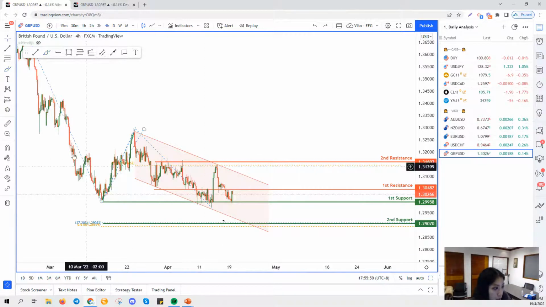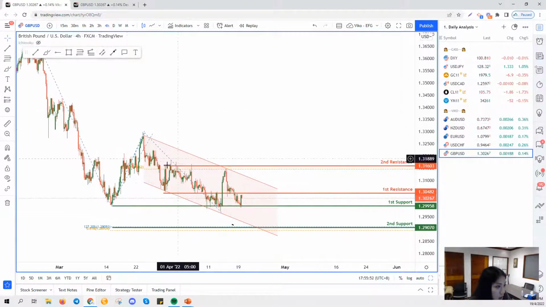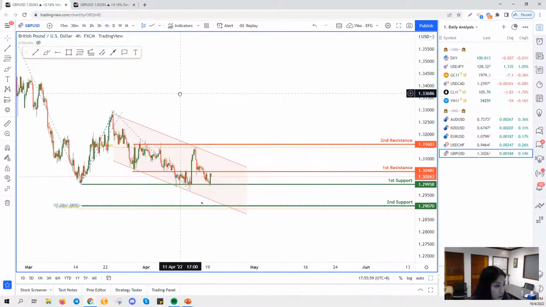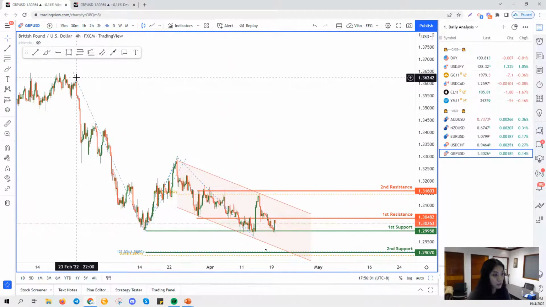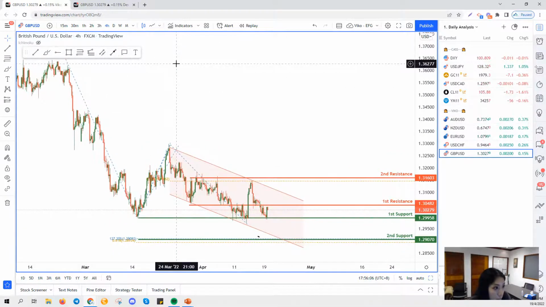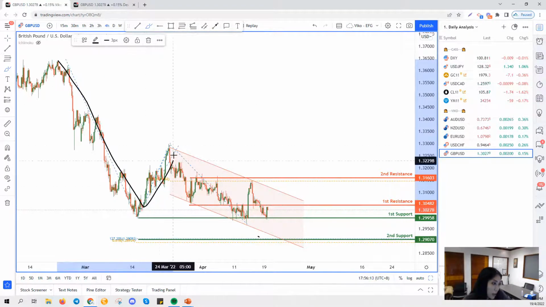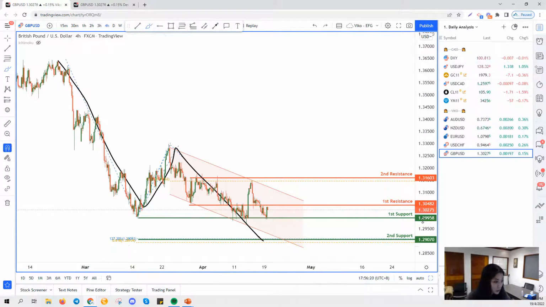Let me find where that 61.8% is. The 61.8% is going to be a Fibonacci projection, a huge Fibonacci projection over here. Starting from this point, you go all the way down and up again, and then you project here, you get a 61.8% Fibonacci projection. So this is quite a strong second support.